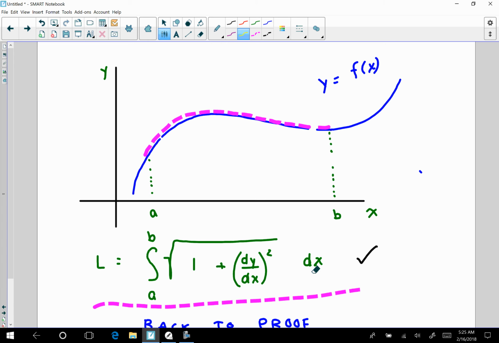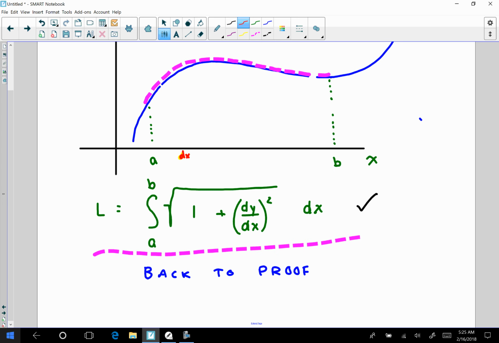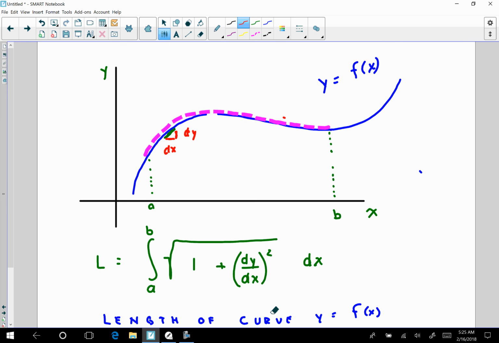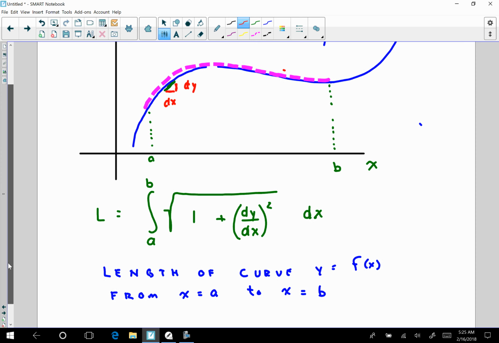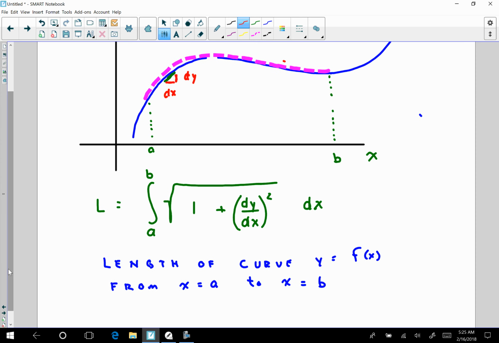I take dx infinitely small. Let me get something I can read there. dx infinitely small and dy infinitely small. And that gives me the formula. And what formula does that give me? That gives me the formula, and I have another picture here. Here's my little dx, my little dy. That gives me the formula for the length of a curve y equals f of x from x equals a to x equals b. Fairly straightforward.